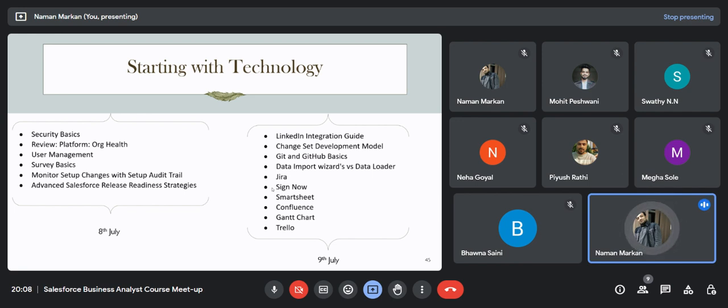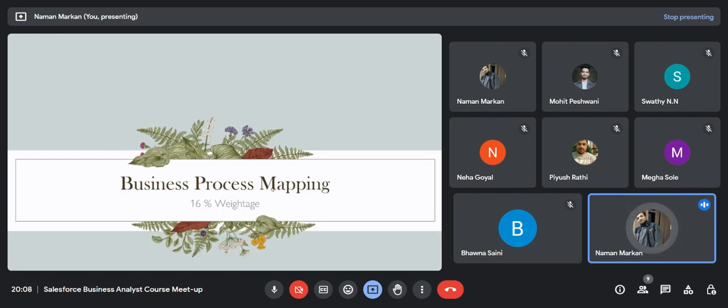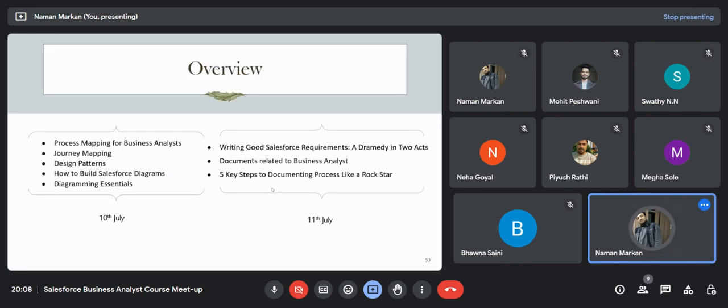In that scenario, we looked into Jira, SignNow, Smartsheet, Confluence, Gantt chart, and Trello. These are tools helpful for project management people, and used by the business analyst. Then we jumped to business mapping, the process for mapping a customer's journey. There we looked into diagrams, and why they are necessary to understand a successful business process.